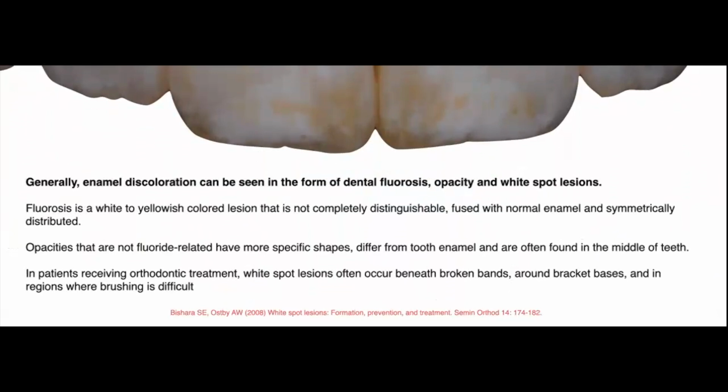The first thing that I want to share with you is, why do we get these white spots? Generally, enamel discoloration can be seen in the form of dental fluorosis, opacity, and white spot lesions. These are all different types of lesions, and we have to know how to differentiate them. I'm going to share a couple of clinical cases so that you can figure out how we go about treating these white spot lesions.